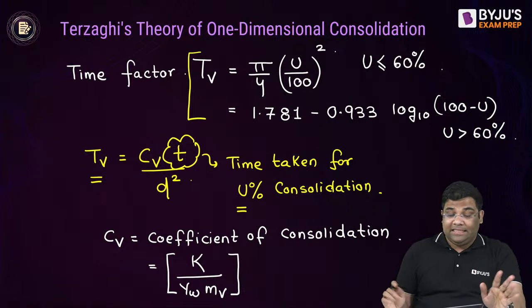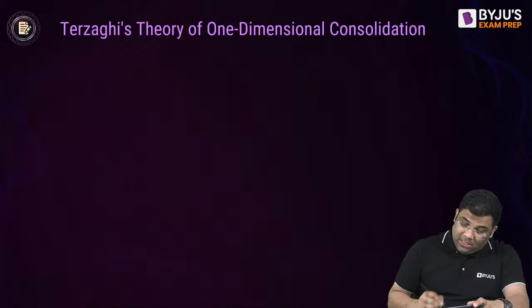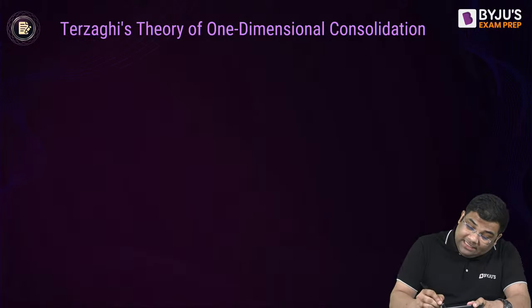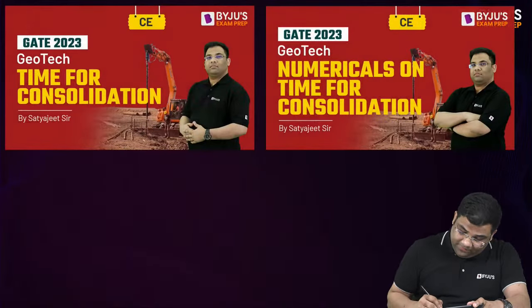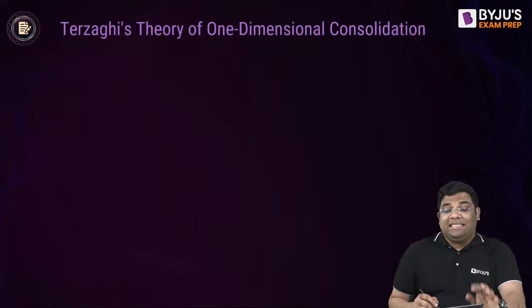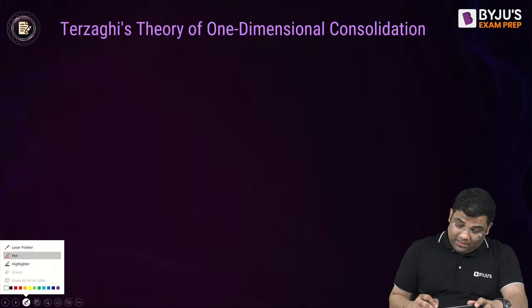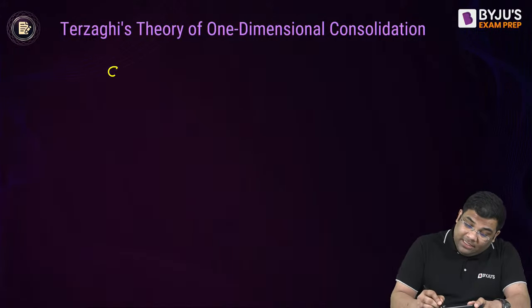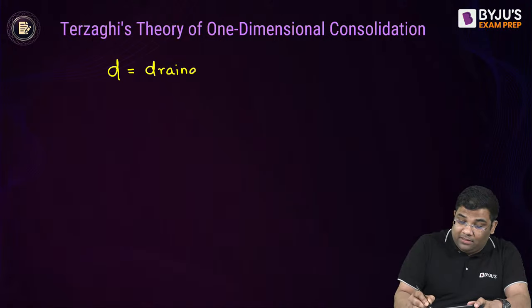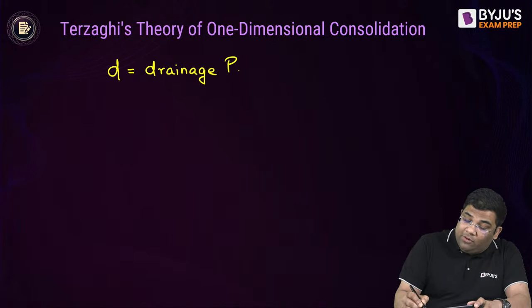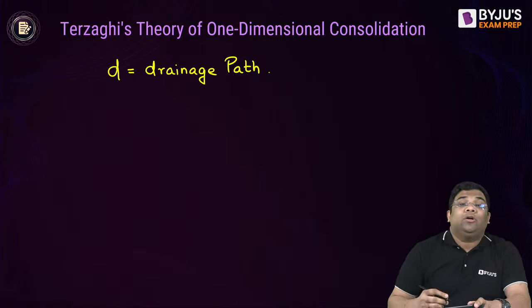Understood everyone? Easy. Now what is this D? This D is the drainage path. Now how do we find out the drainage path D? That depends on the drainage conditions.